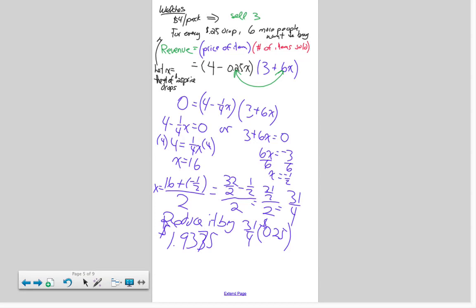What would that maximum revenue be? Revenue is equal to the price, which is $2, times how much I would sell. 51. Yeah, 6 times 8 gives us 48, plus 3 is 51, right? And that gives us $102. So that's the maximum revenue I can get.